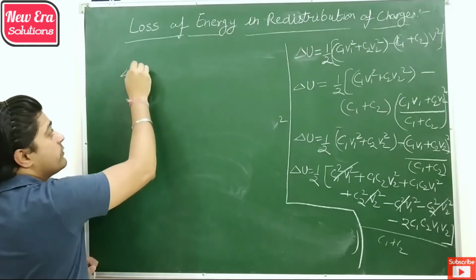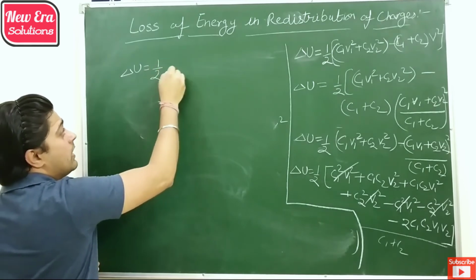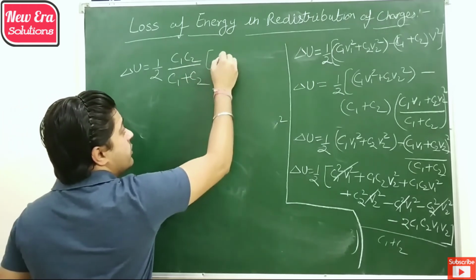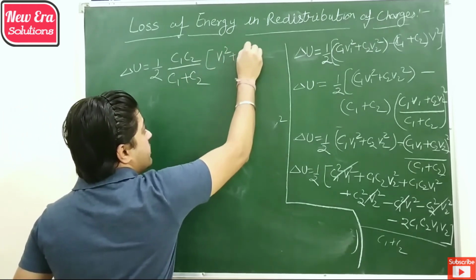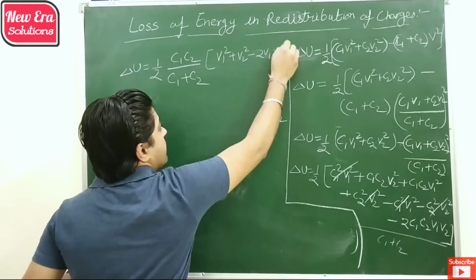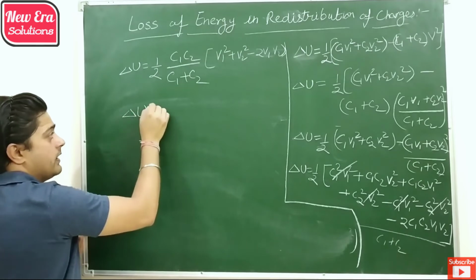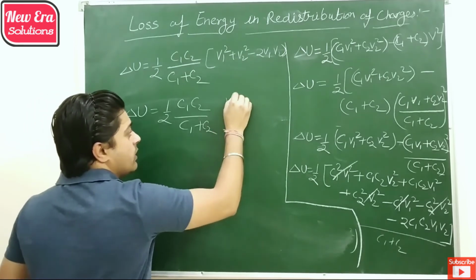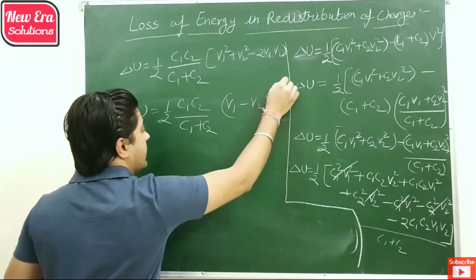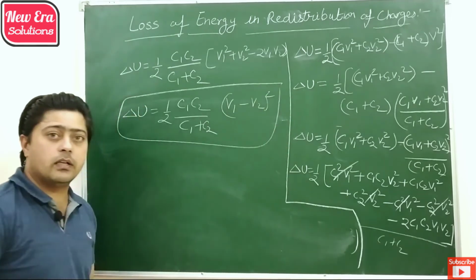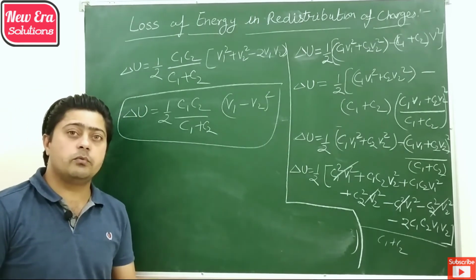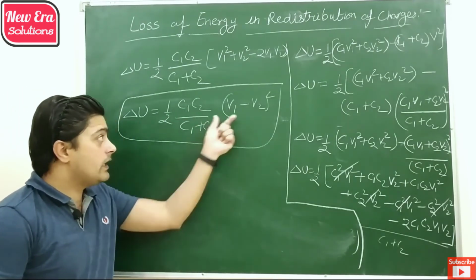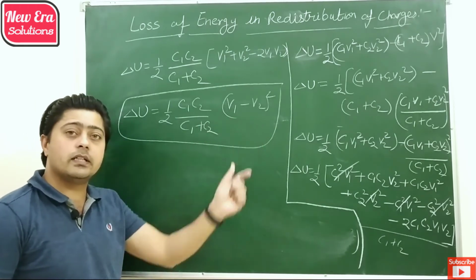So now we have the change in energy equal to half C1 C2, the previous LCM C1 plus C2, into V1 square plus V2 square minus 2 V1 V2. So the loss in energy is half C1 C2 upon C1 plus C2 times V1 minus V2 whole square. So you can memorize that formula. The loss during the redistribution of charges is half the product of capacitances upon the sum of capacitances into the square of the difference between their potentials.